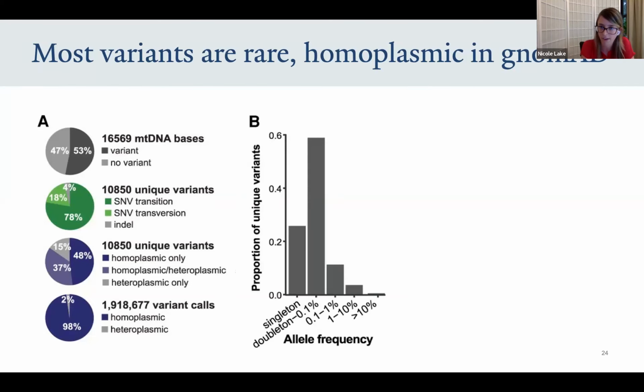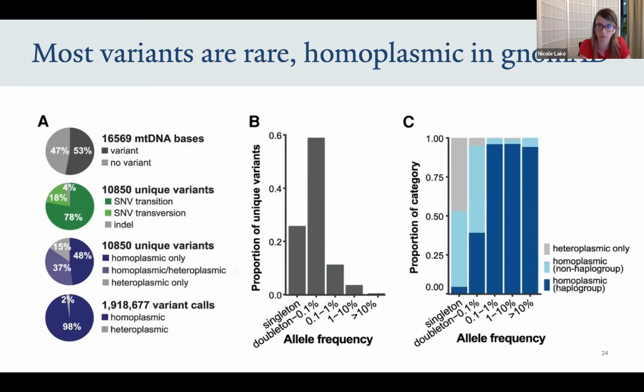The majority of the variants were rare in the population. So around a third we only observed in one individual. And more than 2/3 were present at less than 0.1% allele frequency. Of those observed above that level, they were nearly all haplogroup defining variants. And we can see that the singletons are highly enriched in heteroplasmies as well as non-haplogroup homoplasmies as well.